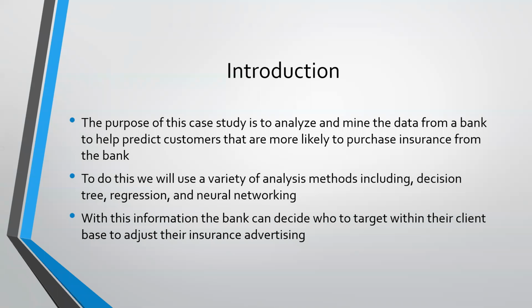So the purpose of this case study is to analyze and mine the data from a bank to help predict customers that are more likely to purchase insurance from the bank. To make this prediction, we used a variety of methods to analyze it, including decision trees, regression, and neural networking. This information is valuable to the bank because being able to more accurately predict which customer demographic will purchase the insurance, based on the different types of analysis we'll be doing, the bank can decide how to adjust their tactics for selling the insurance, who to target, where to target, and just overall have more success in their efforts with selling the insurance product.